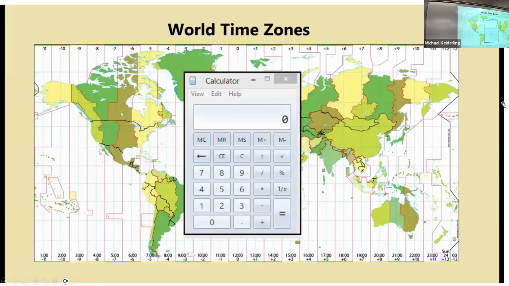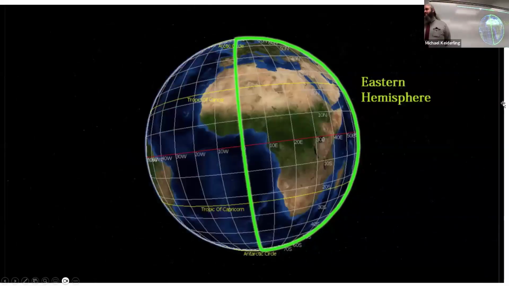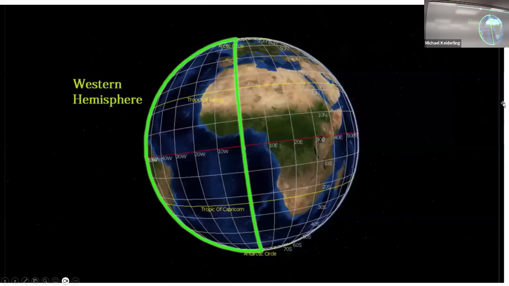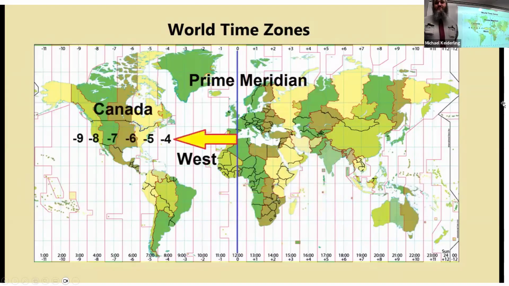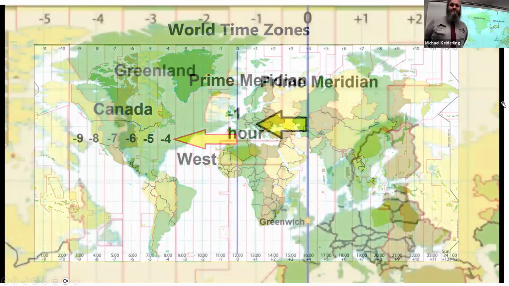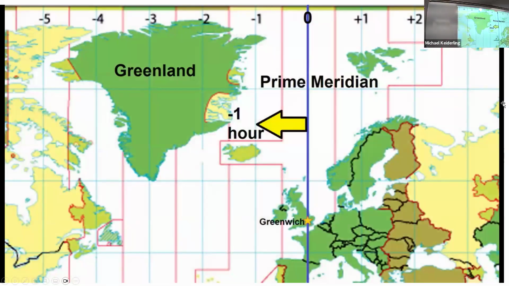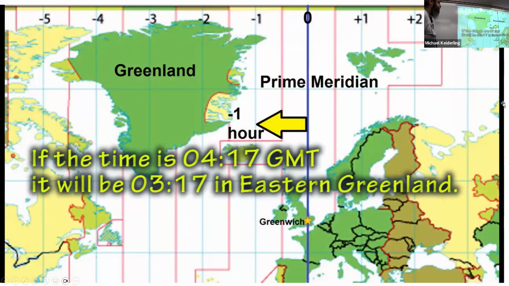Now, I will show you how to calculate time zones. First, determine whether the time zone is in the eastern or western hemisphere. If the time zone is east of the prime meridian, such as Australia, it will be at an earlier time than Greenwich Mean Time, or GMT. If it is west of the prime meridian, such as Canada, it will be a later time. Second, count how many time zones away from Greenwich the location is. For example, Greenland is one time zone to the west of Greenwich, so I will subtract 1 hour from GMT to determine the time there.